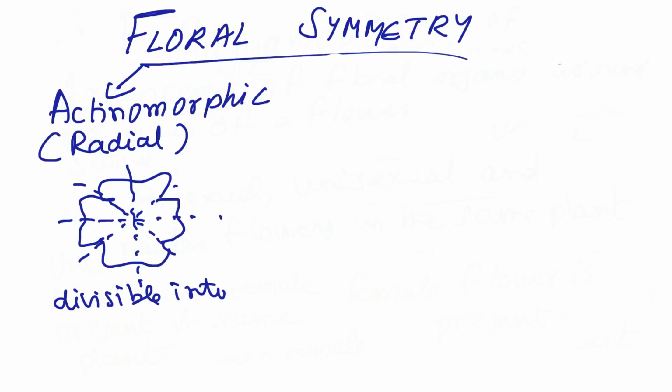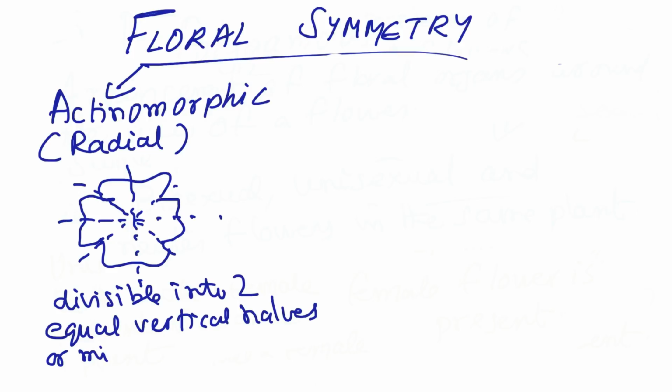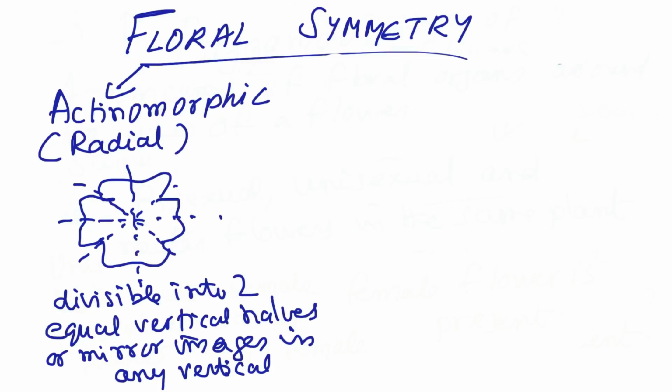So actinomorphic or radial means that the arrangement of the floral parts is in such a manner that it's divisible into two equal vertical halves or mirror images in any vertical plane. So that's the meaning of it. And be careful to note the diagram and how we can divide. So it's in any vertical plane.